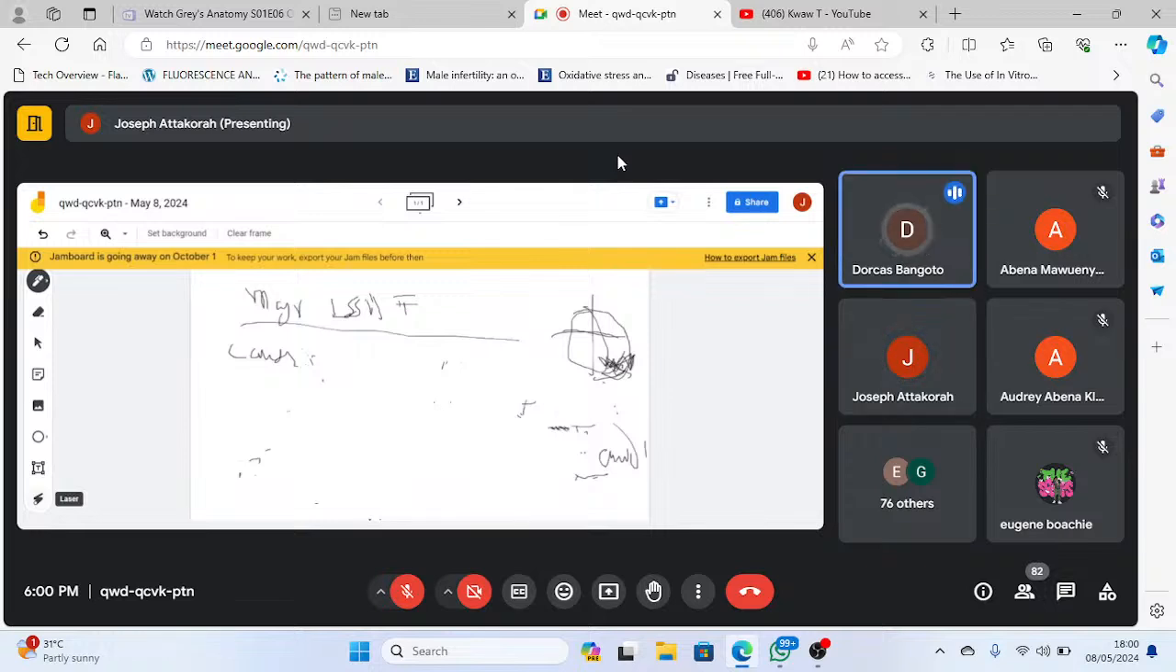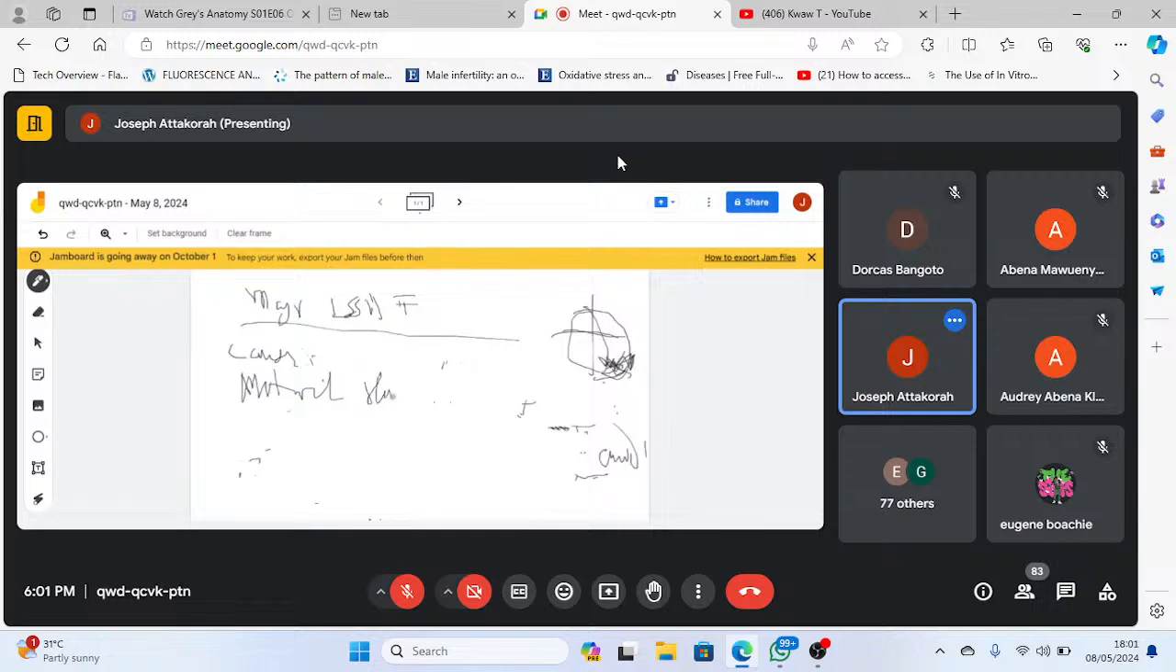Bicuspid valvular stenosis. So we have mitral valve defects. So mitral valve stenosis. What again?